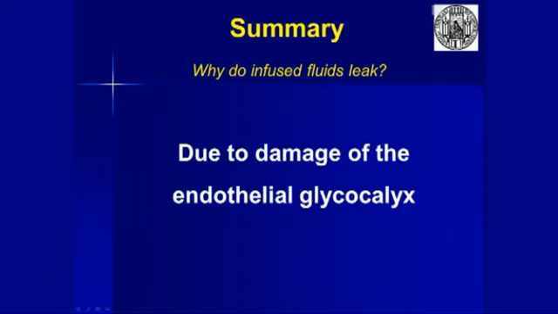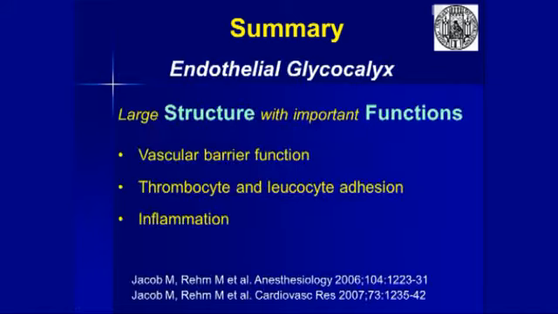So please let me summarize. Fluids and macromolecules leak if the glycocalyx is destroyed. And this is a really big structure in the vasculature which was completely underestimated in the past. An intact glycocalyx is essential for maintaining a colloidosmotic pressure gradient which is necessary for limiting fluid extravasation. And by covering adhesion molecules, the glycocalyx prevents thrombocyte and leukocyte adhesion, which makes this structure a key element in inflammation and coagulation processes.